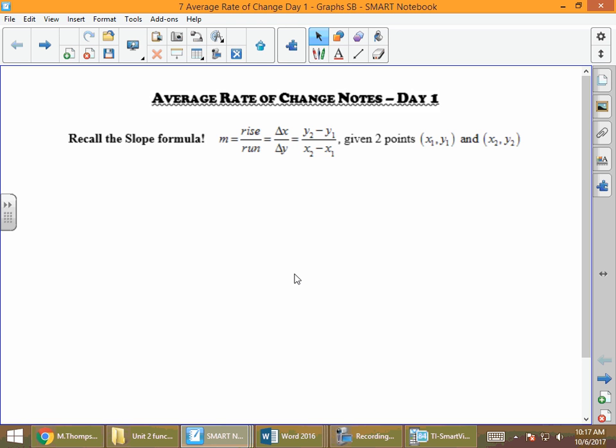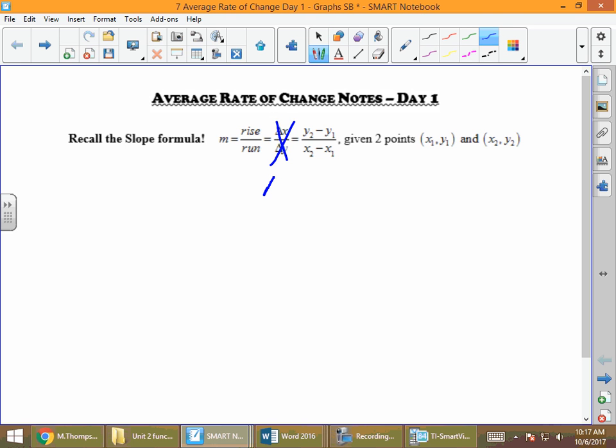There's another way we can write it, and that is we can use the Greek letter, which looks like that triangle right there. It stands for delta, and that's where my mistake is. This should really say delta y divided by delta x. That means the change in y over the change in x. The formula we use for that is y sub 2 minus y sub 1 over x sub 2 minus x sub 1, given 2 points.